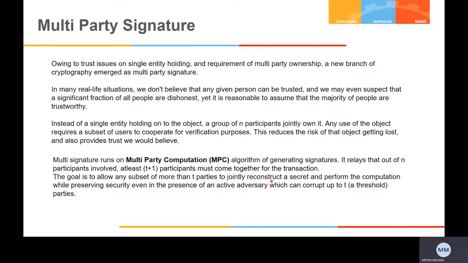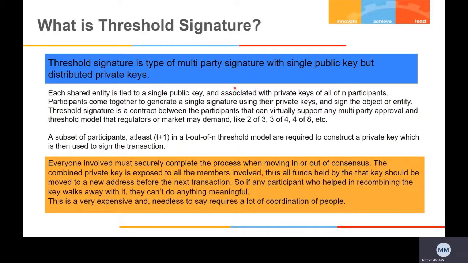Going on, we will be discussing threshold signature and why it is so unique. Threshold signature is a type of multi-party signature, but the special property of it is that it has a single public key. This is the most important property that makes it so unique and special. About the distributed private key, we will be discussing it later. Just know that each individual has their own private key, but the singleness of the public key is the most important factor. Each shared entity is tied to a single public key and associated with the private keys of all n participants. Any group of participants or subsets that come together to generate the signature have to use their private keys and sign the object or entity. Using their private keys, their combination, the combined private signature is generated, which is then used to sign the particular transaction.